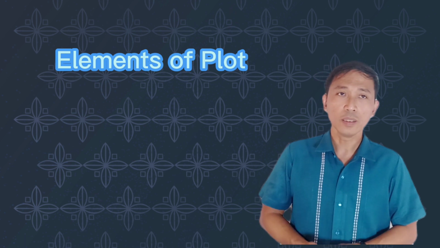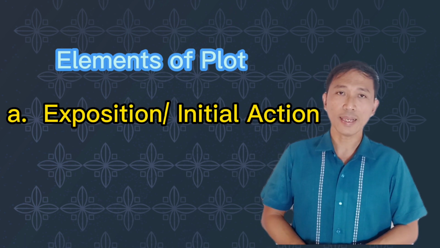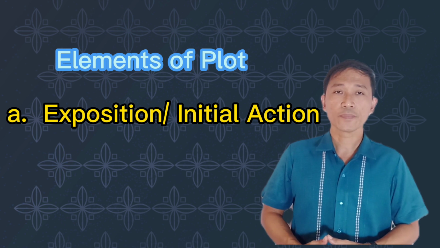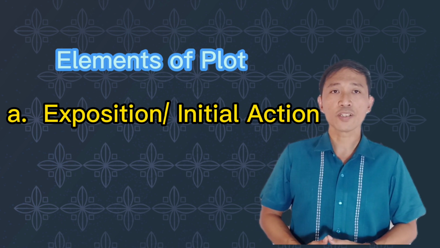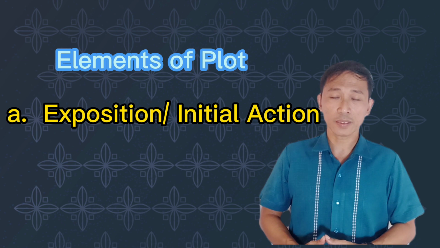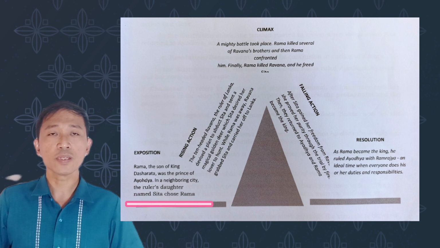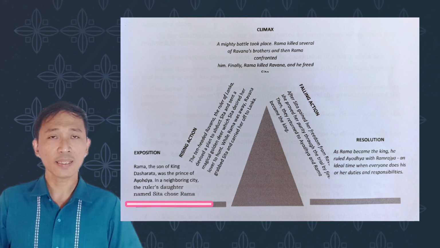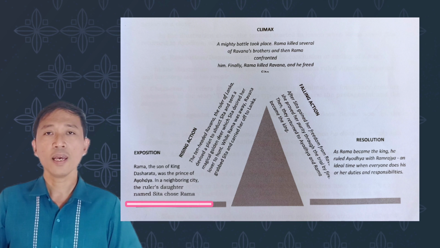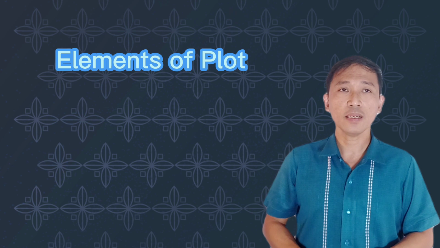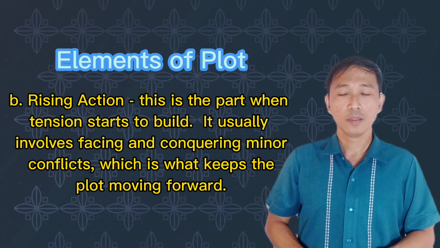We have what we call exposition, or the initial action. This is the very beginning of a story. In this part, authors usually introduce the major characters and setting to the reader. In the illustration above, the author introduces the place Ayodhya as the setting and presents the characters King Dasharatha, Rama, and Sita.